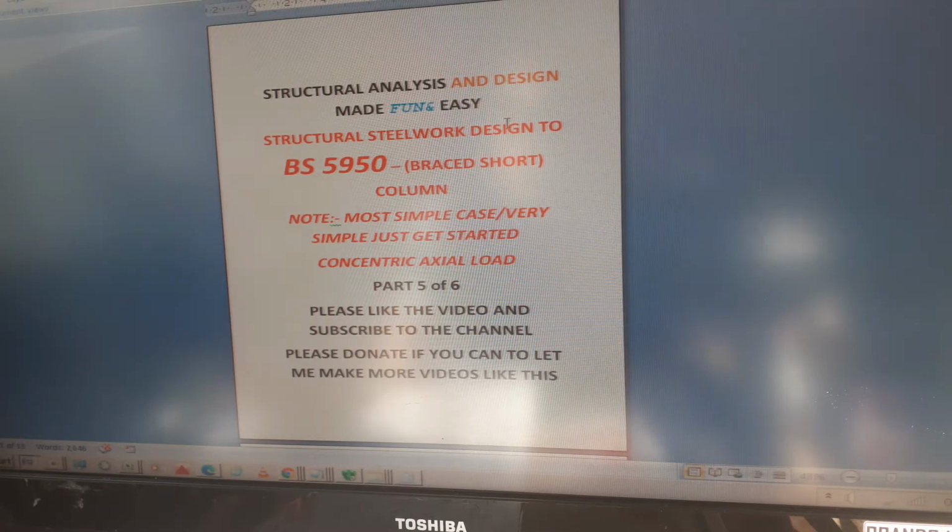This is Structural Steelwork Design to BS5950, braced short column. This is the most simple case, very simple, just to get started. So this is now part 5 of 6, a bit more than I'd intended. So now we're going to work out what the actual capacity of the column is. This is part 5 of 6.